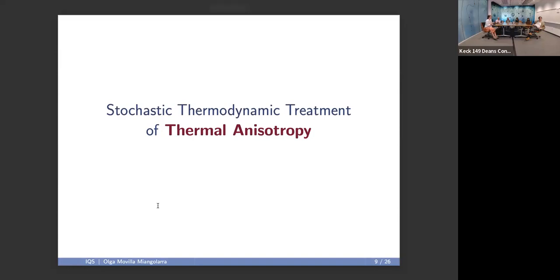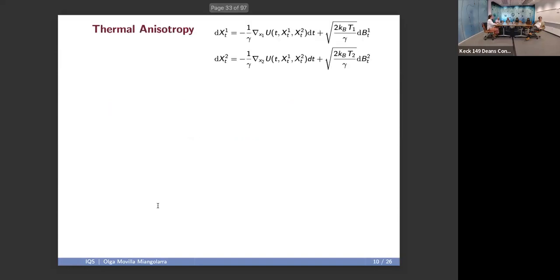So, okay, now let me explain what we mean by thermal anisotropy. By thermal anisotropy, we mean that we're going to have different degrees of freedom in our thermodynamic system, each of which is going to be subjected to a different temperature. So here is a two-dimensional example. Here we have one degree of freedom, x1, which is somehow coupled to x2 through some potential energy, and it's subjected to one temperature T1, while x2 is subjected to some other temperature T2.